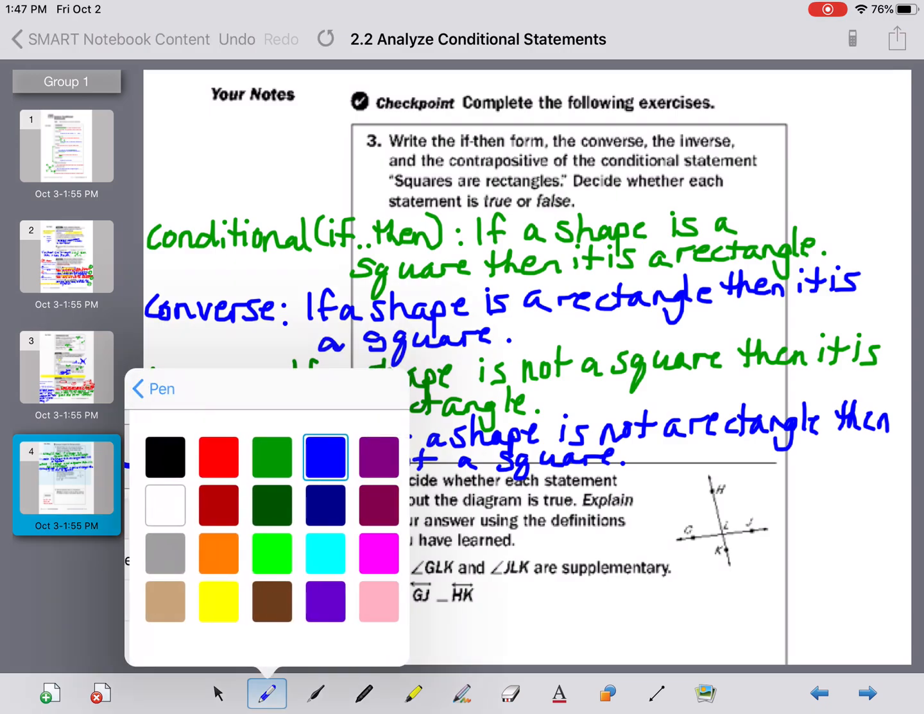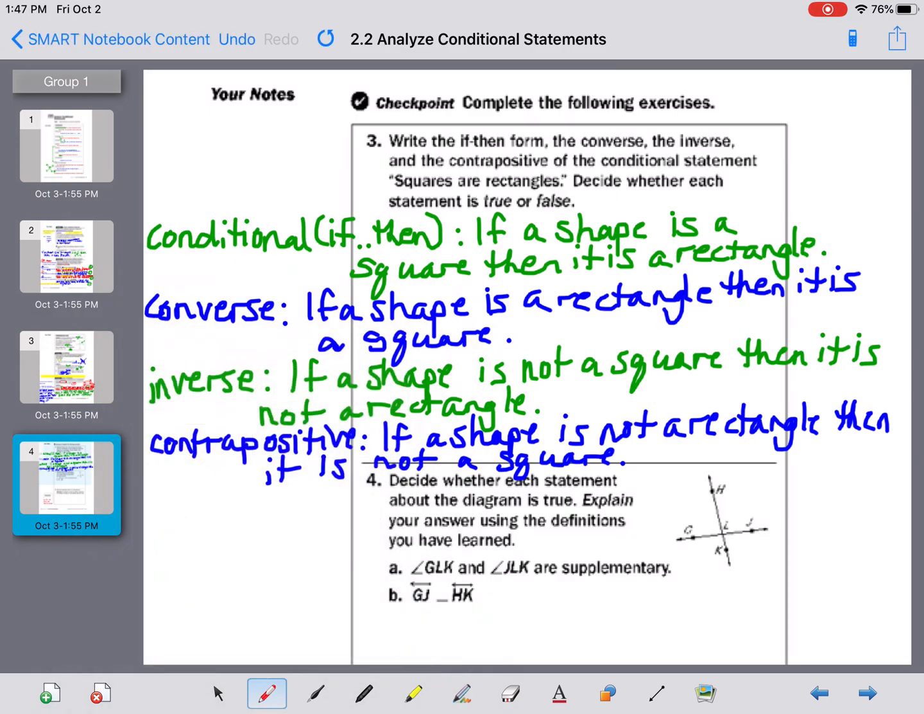All right, I think we have them all. Now the question is, are these statements true or false? So we'll start with the first one. If a shape is a square, is it a rectangle? And we're a little bit ahead of ourselves here. In chapter 8, we'll actually give a lot of details. But a rectangle basically just says, I need to have 4 right angles. So does a square have 4 right angles? Sure. That one's going to be a true.